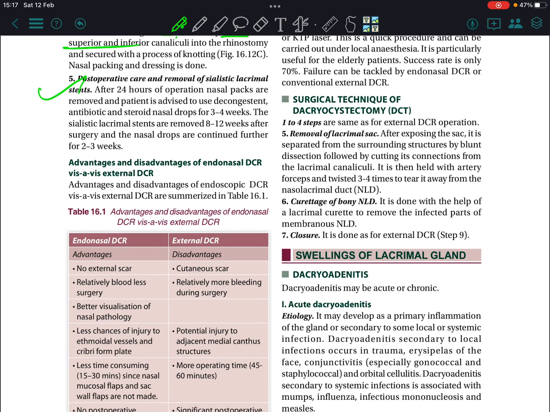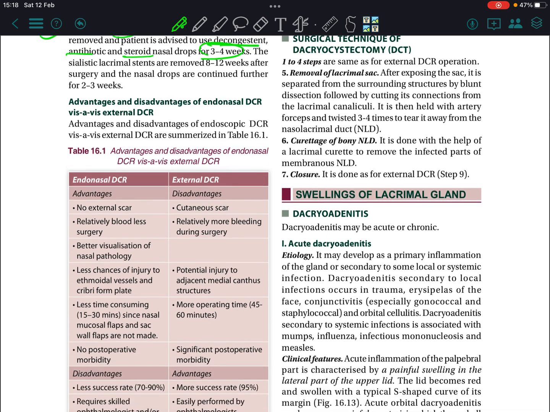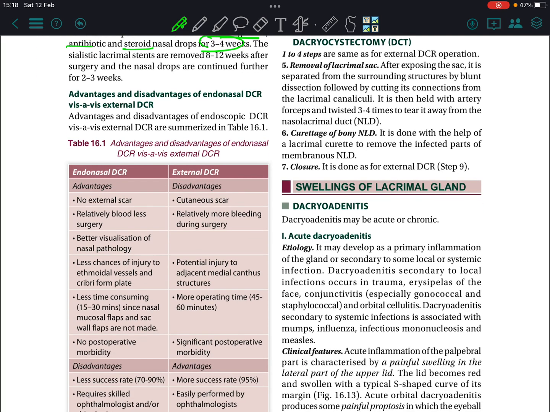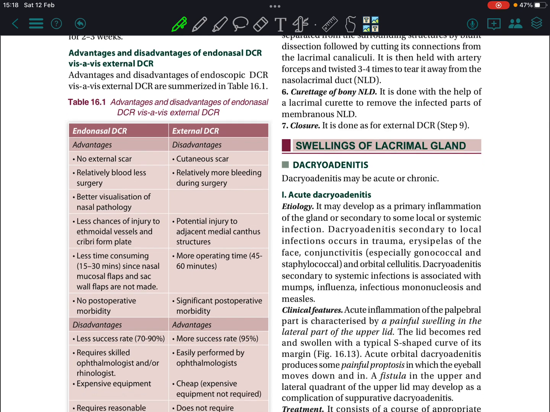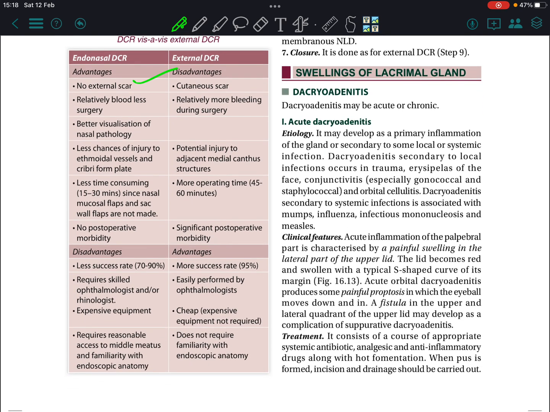Post-operative care and removal of silicone lacrimal stents. After 24 hours of operation, nasal packs are removed and the patient is advised to use decongestant, antibiotic and steroid nasal drops for 3 to 4 weeks. Advantages and disadvantages of EDCR: in external DCR versus endonasal DCR, there is no external cutaneous scar.